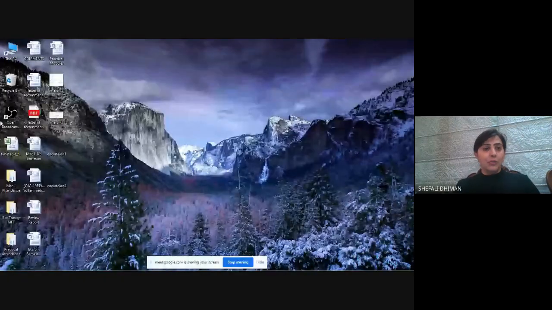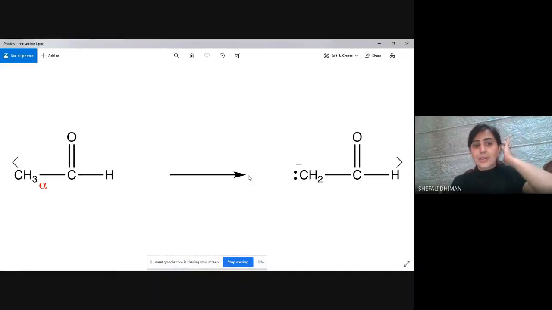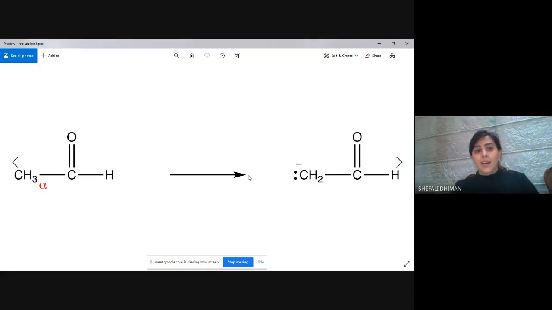Let's see how the enolate chemistry is used to prepare or synthesize various kinds of organic compounds. So this is the first example of the enolate ion, and we can see that the enolate has an alpha carbon. What do you mean by an alpha carbon? Alpha carbon is a carbon which is attached to the carbonyl. So there's an alpha carbon and the hydrogen is called the alpha hydrogen.